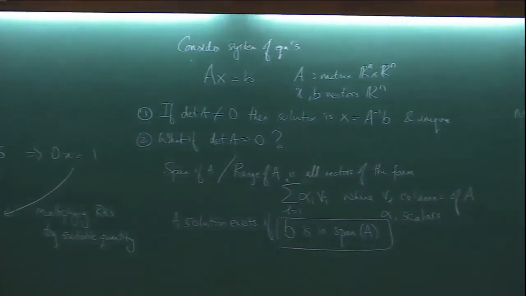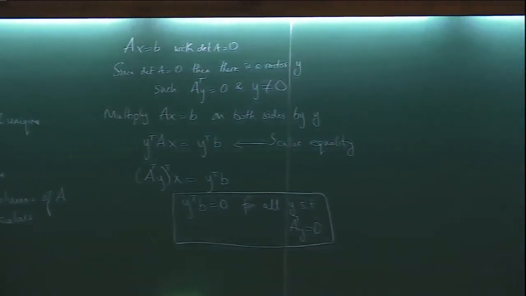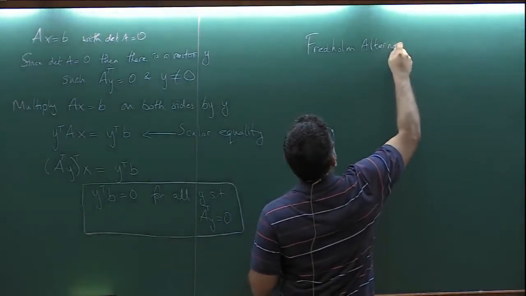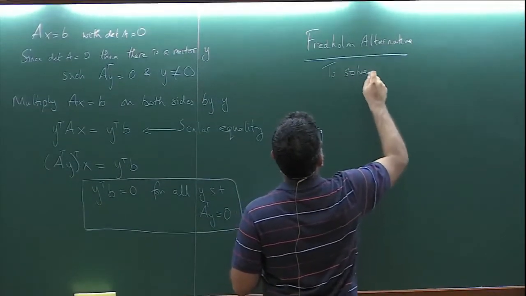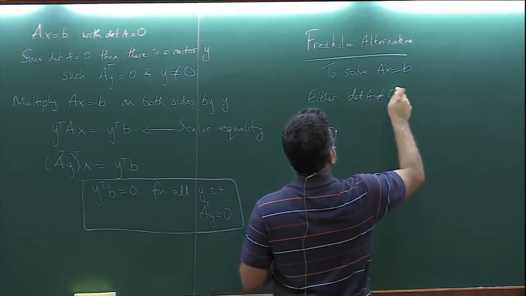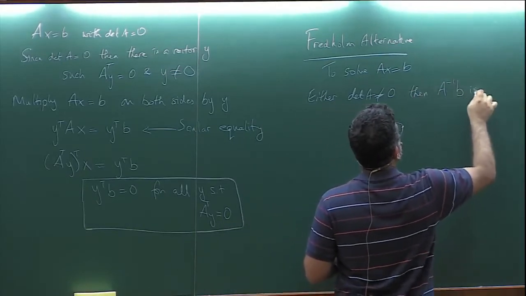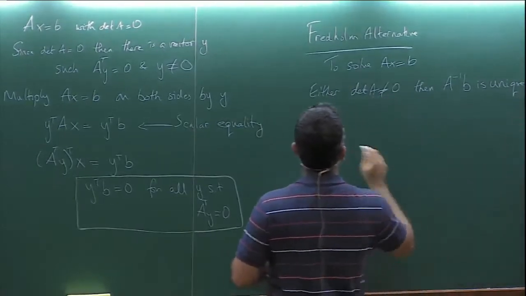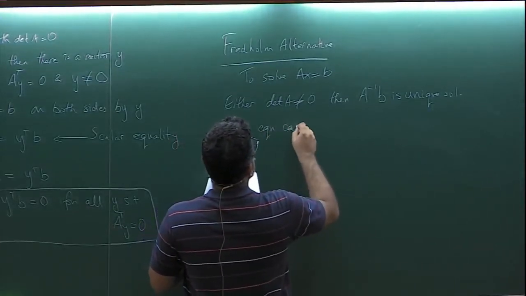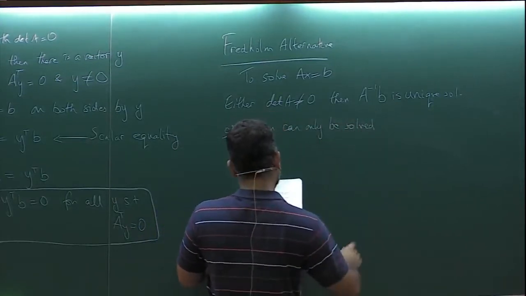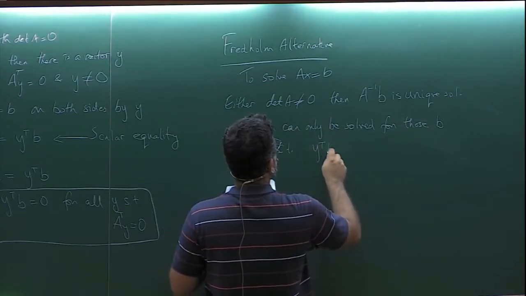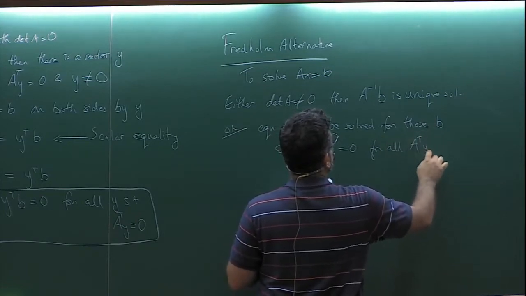I'll do an example with an actual matrix, so it's more obvious what's going on. But I kind of wanted to suggest that everything we see is already there in sort of first order stuff. So let me just state the one theorem that I will use, the Fredholm alternative. To solve AX equals B, either the determinant of A is non-zero, then A inverse B is the unique solution, or, and there's the alternative, the equation can only be solved for those vectors B such that Y transpose B is zero for all Y with A transpose Y equals zero.